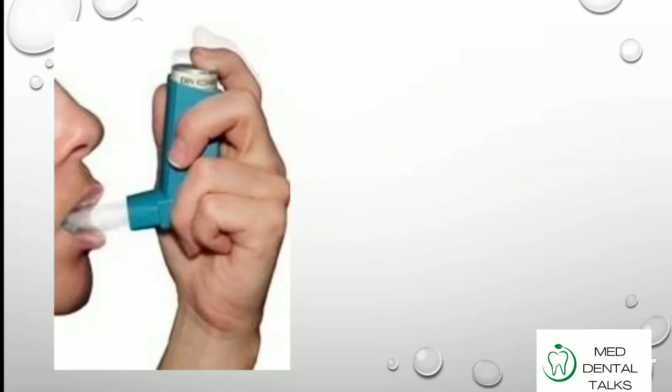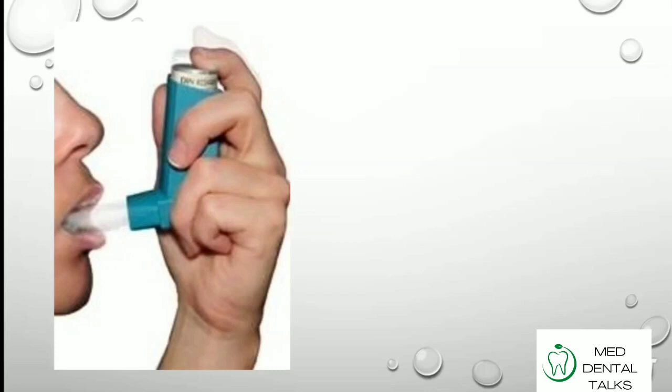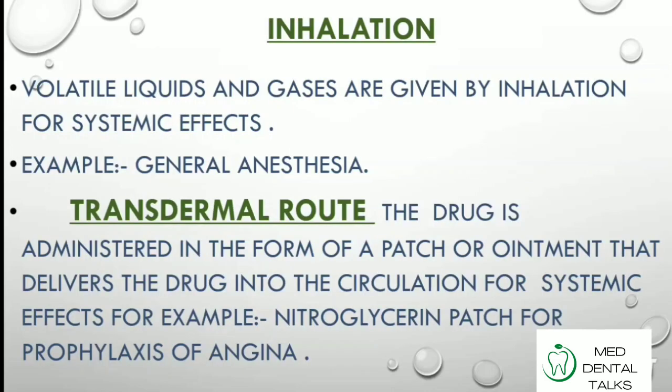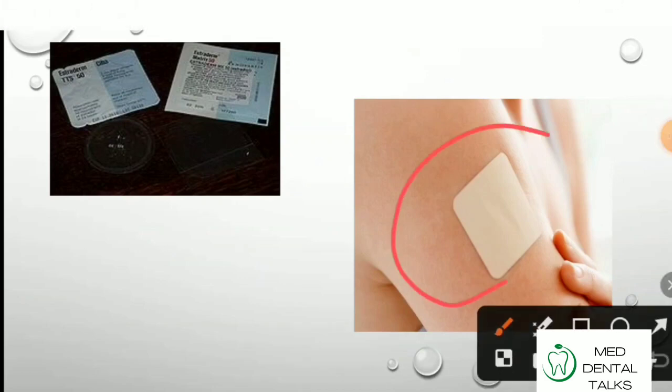Some advantages of inhalation are quick onset of action and the dose required is very less, so systemic toxicity is minimum and the amount of drug administered can be regulated. Some disadvantages of inhalation are local irritants may cause increased respiratory secretion. Now transdermal route. In the transdermal route, the drug is administered in the form of a patch or ointment that delivers the drug into the circulation for a systemic effect. For example, nitroglycerin patch for prophylaxis of angina. Here the image shows the transdermal patches.